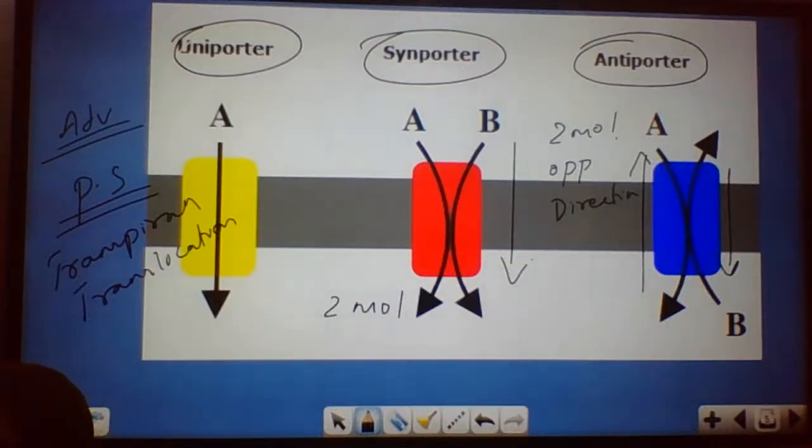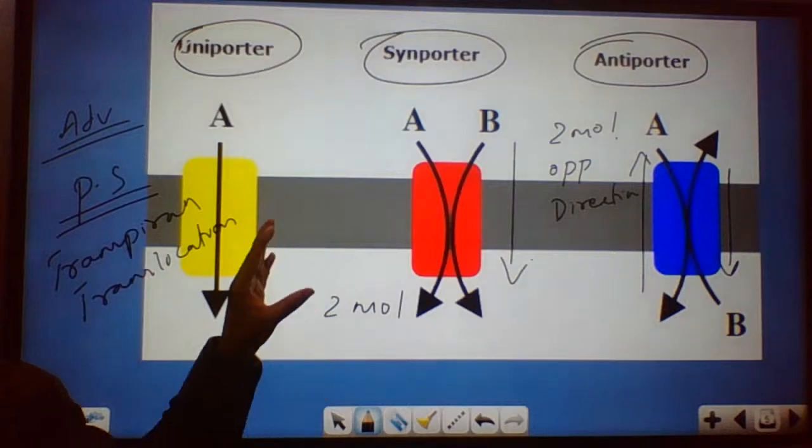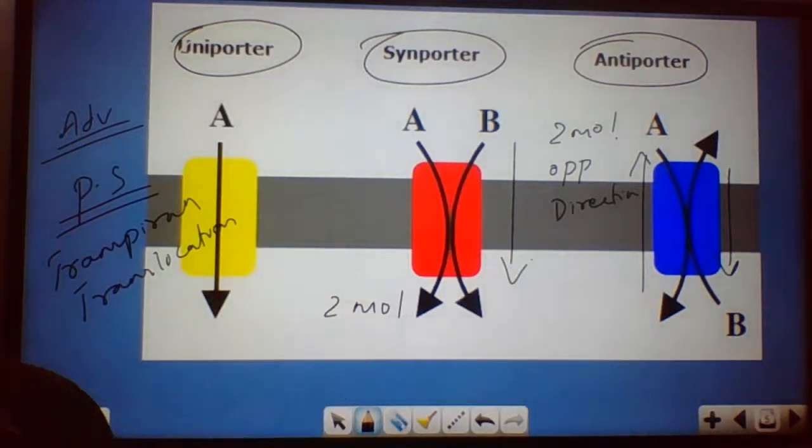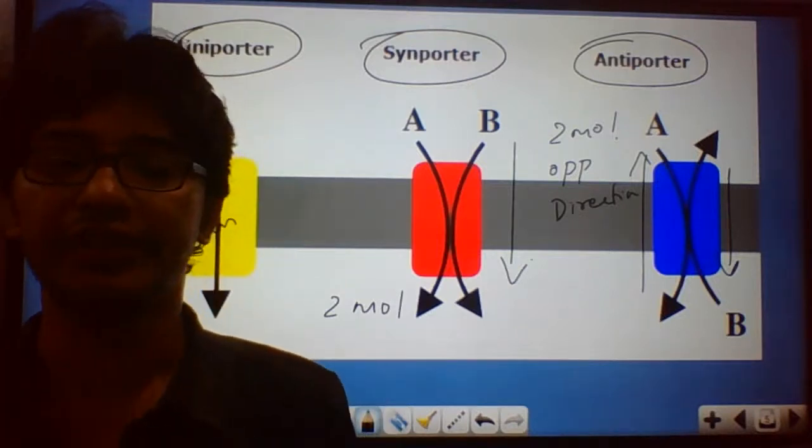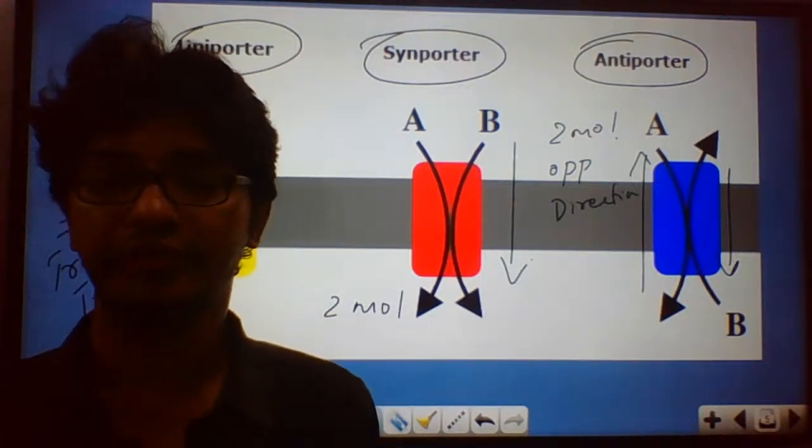So we are done with the diffusion process, and the next part we'll discuss is osmosis, and the remaining part about transpiration. Now the time is 3:02, guys.